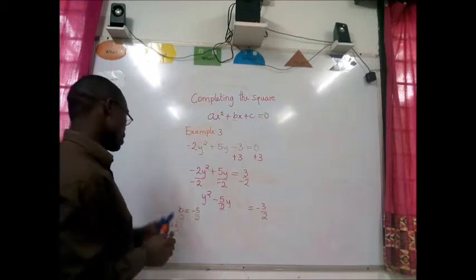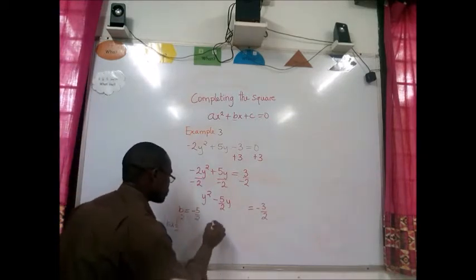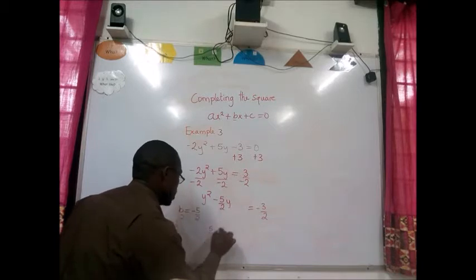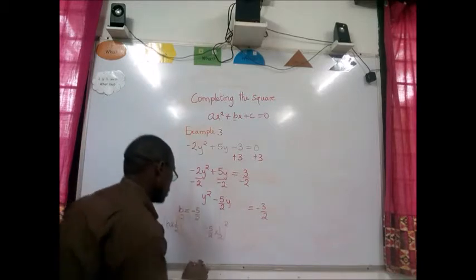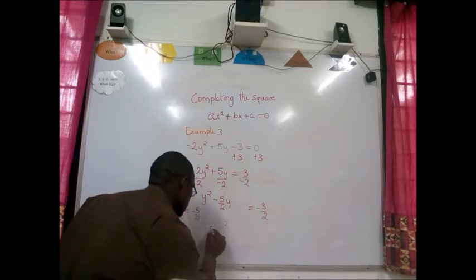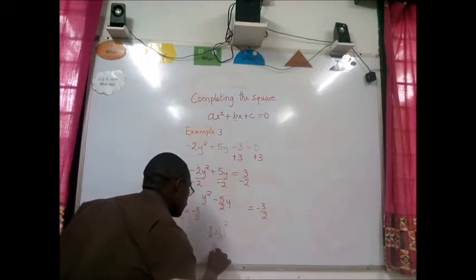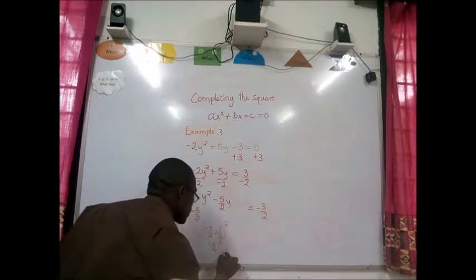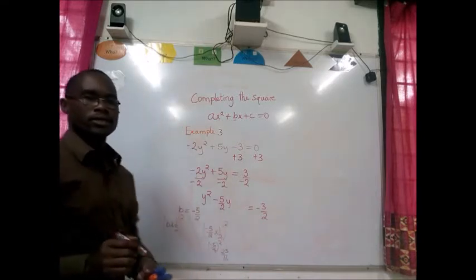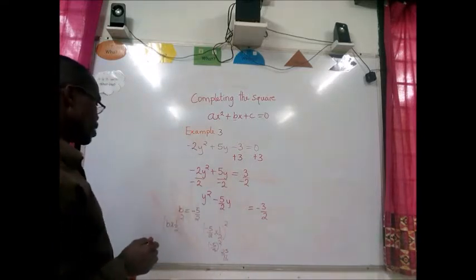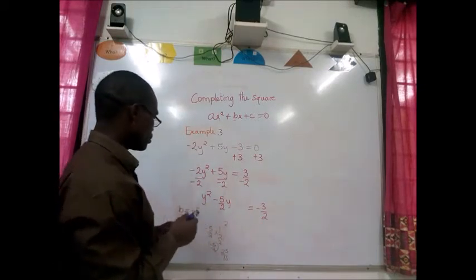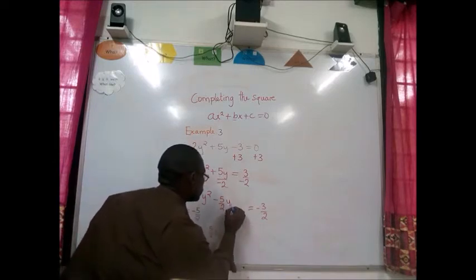So now, what is our b? Our b is negative 5 over 2 times 1 over 2. And then we square. When we square, we get negative 5 over 4 squared, which will be 25 over 16. This is what we are going to have. So this number is the number that is going to be added on both sides. We add it on both sides.